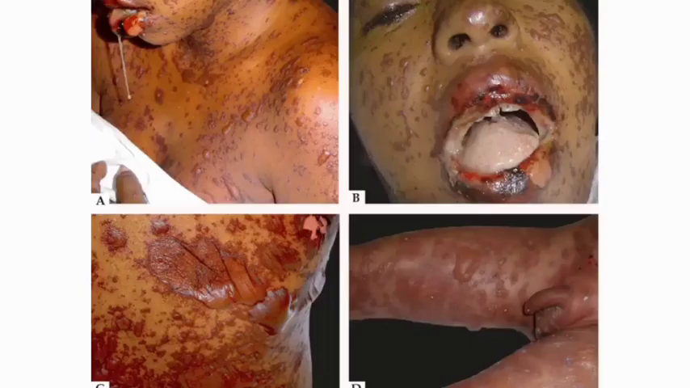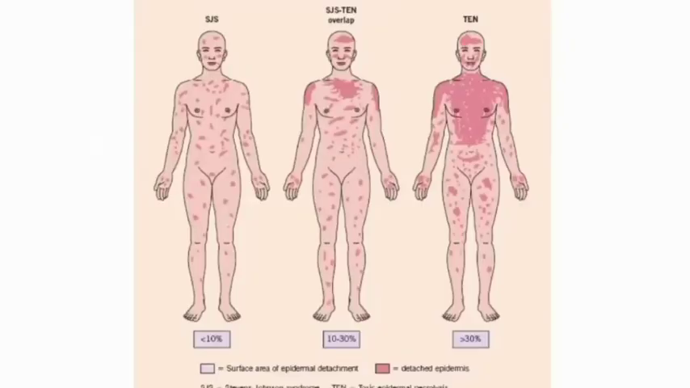This is a severe case of TEN, that is toxic epidermal necrolysis, with involvement of mucosa and sloughing of all the skin seen. Now this picture shows the differentiation between SJS, that is Stevens-Johnson syndrome, SJS-TEN overlap, and TEN. It depends basically upon the involvement of body surface area. If it is less than 10%, then it is SJS. If it is 10 to 30%, then it is overlap of SJS and TEN, and if it is more than 30%, then it is TEN.